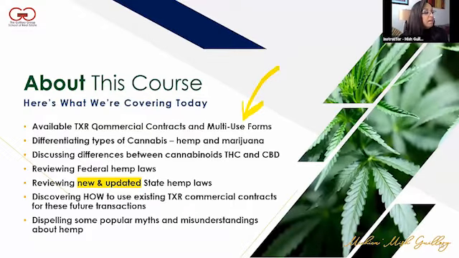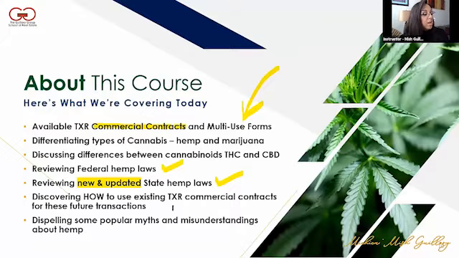We're going to be looking at available Texas Realtors commercial contract forms and a few multi-use forms. We're going to take the time to talk about cannabis, both hemp and marijuana. We're going to talk about the difference between these alphabets everyone keeps tossing around, THC and CBD. That makes all the difference in the world. We are going to be looking at the federal hemp laws, and then we're going to bring it on down to the state level so you know what we can and can't do around these parts.